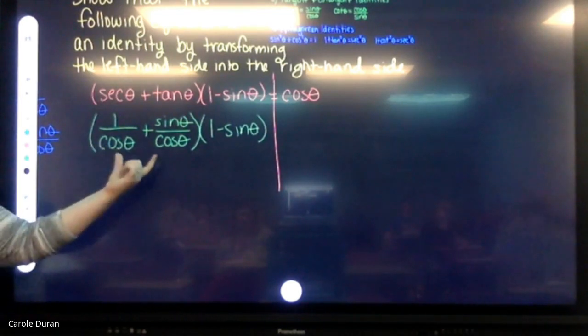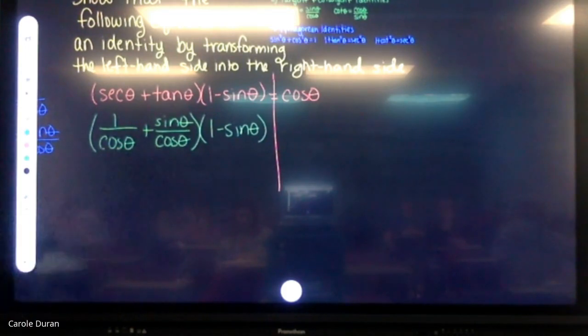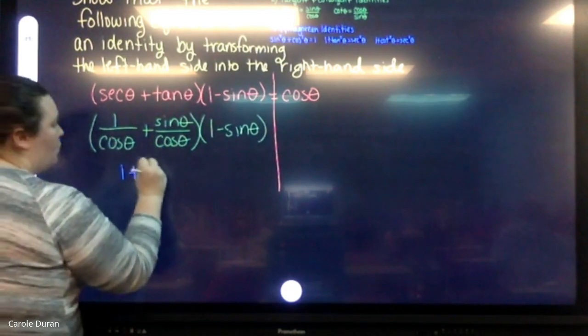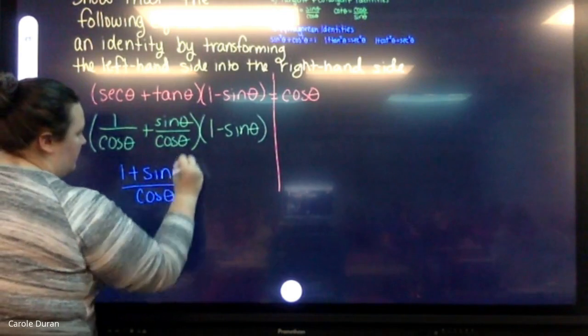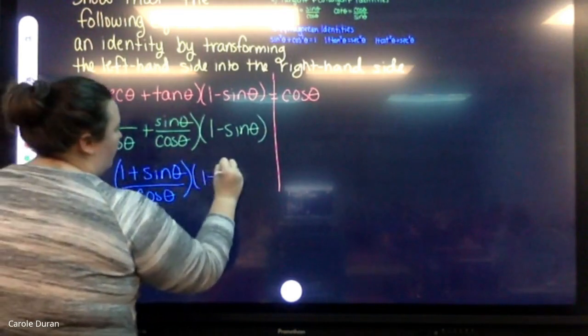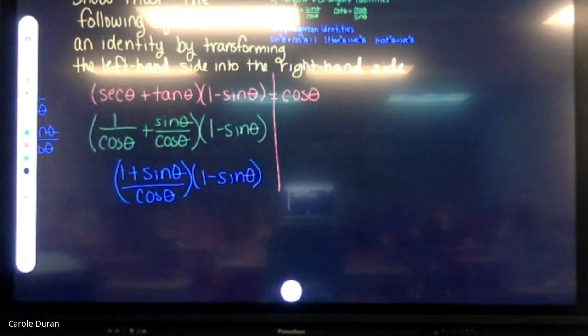These two fractions have the same denominator, which means I can write them as one fraction with the common denominator of cosine. So this becomes 1 plus sine of theta over cosine times 1 minus sine of theta. So I just simplified that first parentheses into one fraction.